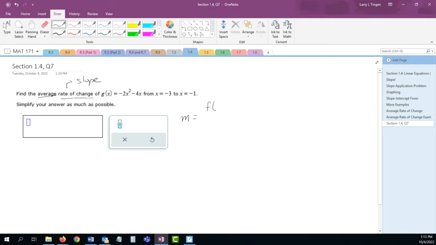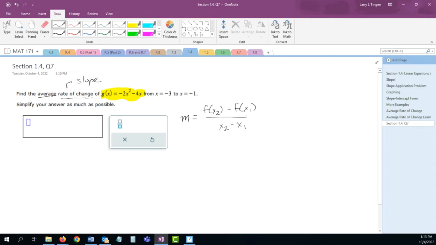So x1, oops, sorry. My function's name is g. So this is where I'm getting my information. The definition of slope that we saw was f of x sub 2 minus f of x sub 1 over x sub 2 minus x sub 1. So that's the definition of slope when you have a function.